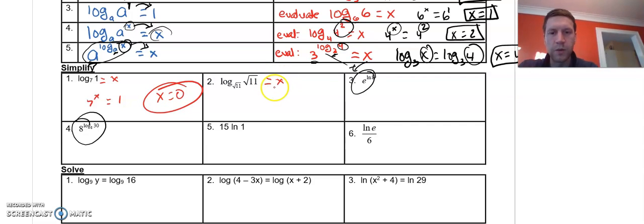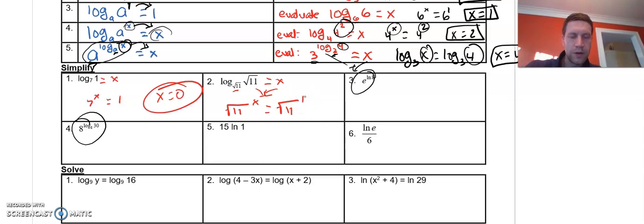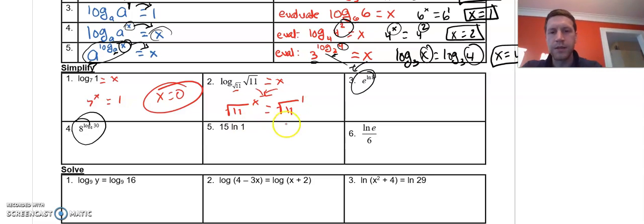Number 2, set it equal to x. Drop and swap. So my base here becomes the base of the exponential term, and swap these. 11 to the x equals square root of 11. I'm going to throw an exponent on there of 1. Same base, therefore x has to equal 1.